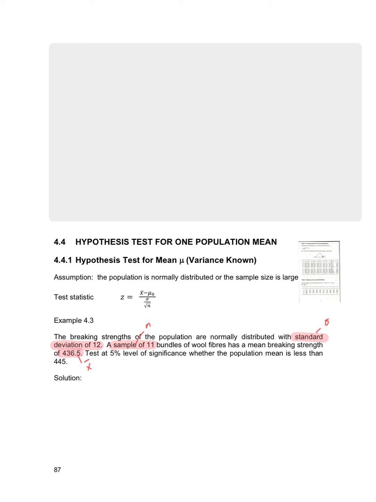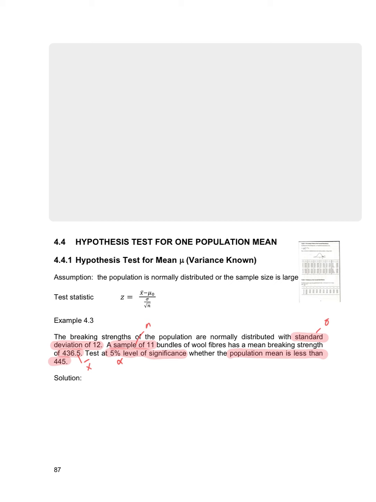So the question is: test at 5% level of significance whether the population mean is less than 445. So you are given the value of alpha. Alpha here is 5% level of significance. And what we're going to test is whether the population mean is less than 445.